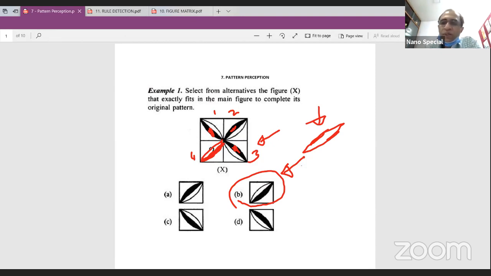Madhumita, have you understood it? All right. I hope you understood why it is B and not A. There's a simple logic there. You just have to get that logic. Okay. Let's move on.